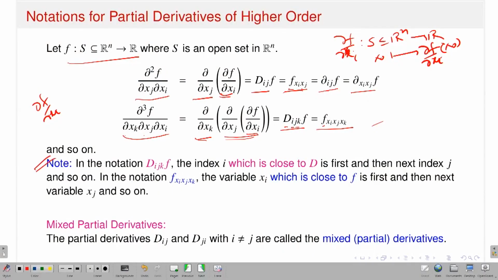I have put a note here. So, what is the note? In the notation Dijk f, I already mentioned that the index i which is close to D comes first, and then the next index j, and so on.